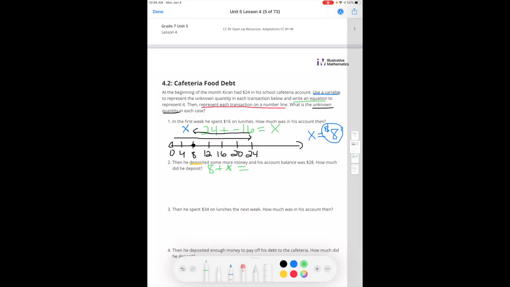But we know after we deposit that money, his account balance has to show $28. So we got to figure out how much money he deposited. So he started with $8. And he deposited a certain amount of money, and then he ended up at $28. So we got to figure out, what does he need to add to end up at $28? Well, we know 8 plus 20 would give us 28. So that tells me that he deposited $20.